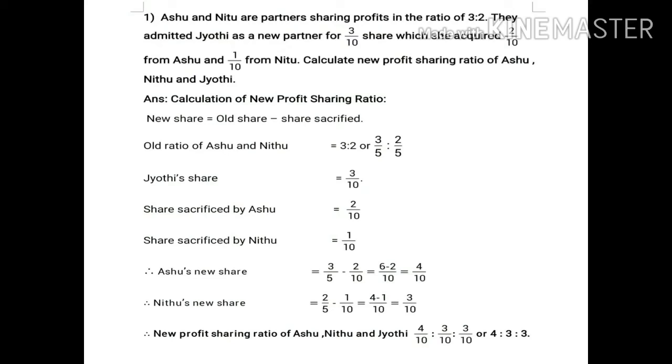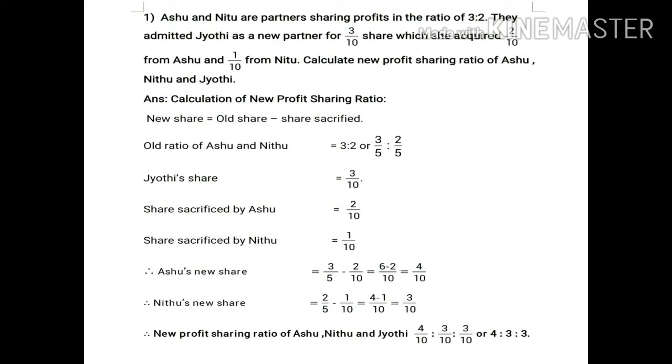Next concept, new profit sharing ratio. When a new partner is admitted, the partners' profit sharing ratio changes, because before the admission of a new partner, only the old partners were sharing the profits of the business. Now one more person is added to the business, that's why the profit sharing ratio will change. So at the time of admission of a partner, how the new profit sharing ratio is calculated, regarding that we are discussing in these problems.